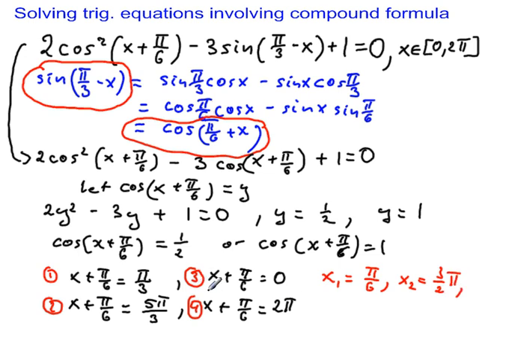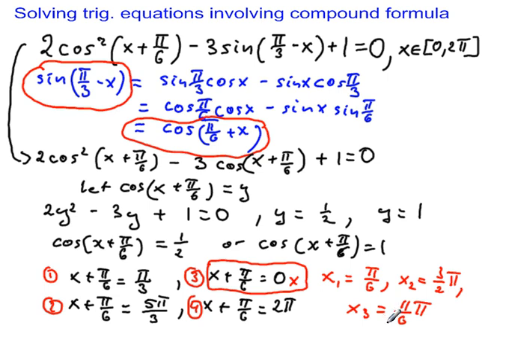Root number 3, x would be equal to negative pi over 6. However, our domain is from 0 to 2 pi. So unfortunately, we're going to say reject. This is not an admissible value. Okay. Root number 4, 2 pi minus pi over 6, and that will give us 11 over 6 pi. So in total we have 3 roots to that equation.